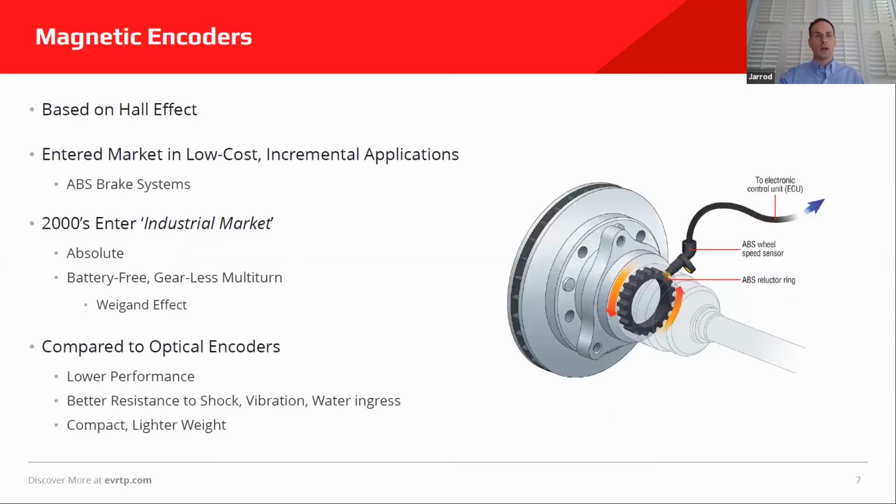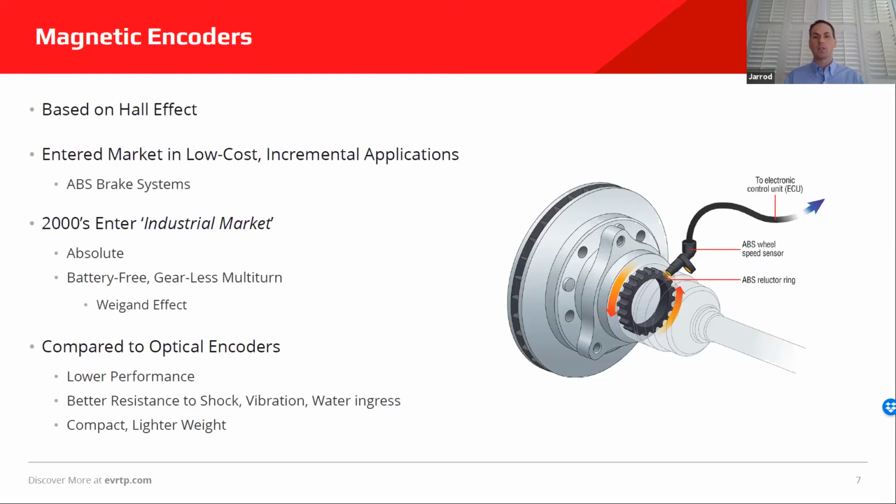So as we go and introduce the different technologies, we'll start with magnetic encoders. So magnetic encoder is typically based on the Hall effect. These sensors entered the market as low-cost incrementals. One of the most common applications was ABS system that you might find in your car. Specifically here, we're going to use a derivative of position, which is velocity, to track the velocity of each wheel, and then the ABS system can react appropriately.